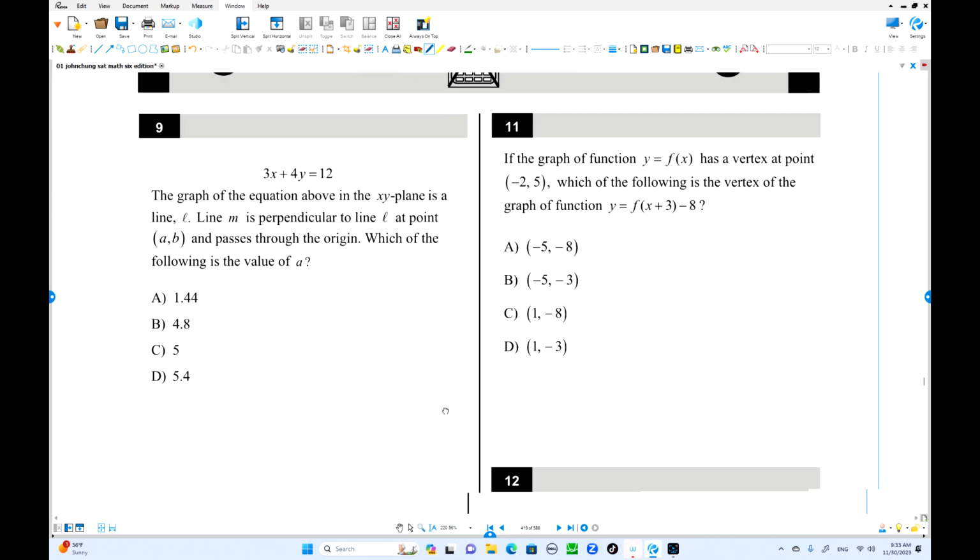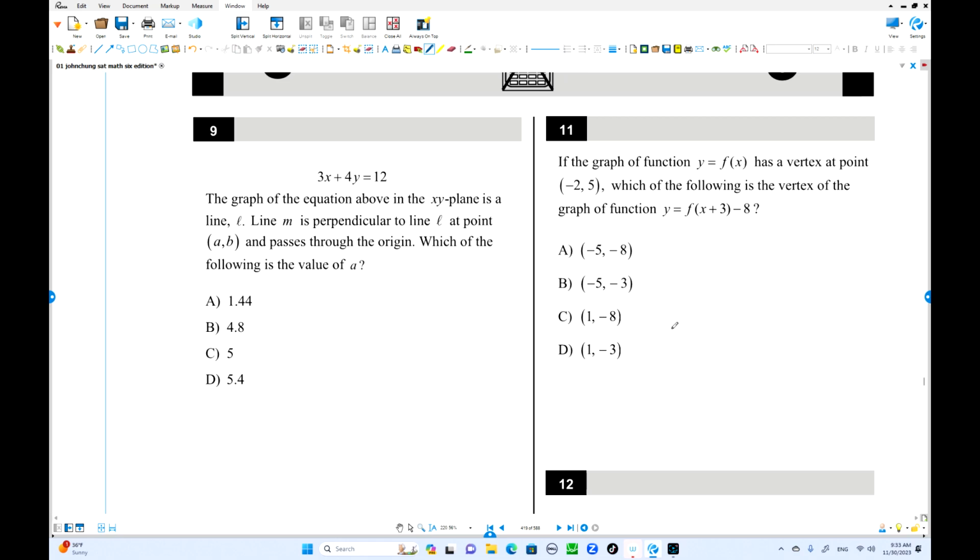Okay, here is the number 9. 3x plus 4y equals 12. So this is 3x plus 4y equals 12. When x equals 0, y equals 3. When y equals 0, x equals 4, right? Yeah, we have the x and y intercepts. So M is a perpendicular line at a point. A perpendicular line that passes through the origin. That's a perpendicular. This point is what? A and B.